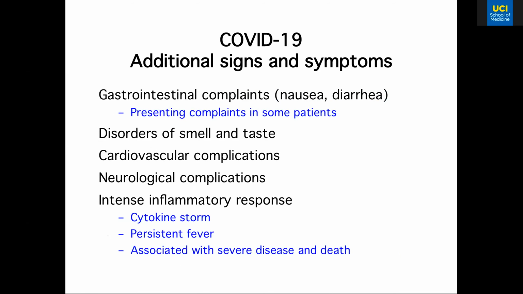There are additional signs and symptoms that have been reported. Some patients have gastrointestinal complaints. Interestingly, some patients have disorders of smell and taste. We don't know yet how common this is, but it's quite distinctive. And there have been complications such as cardiovascular, neurological complications. And then also some individuals have an intense inflammatory response. It's been called a cytokine storm, and this is associated with worse outcome.